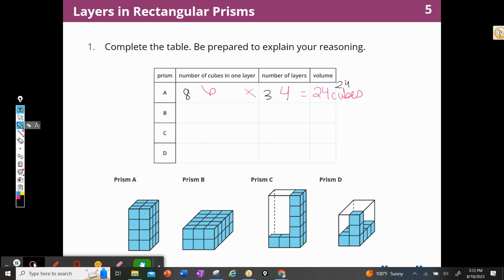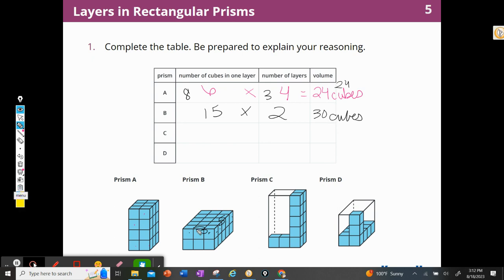I'm going to do another layer. I'm going to say what the top layer is. So how many cubes are in this top layer? I have 1, 2, 3. 1, 2, 3, 4, 5. So that means I have 3 by 5, which is 15. And I have 2 layers of 15, which is 30 cubes.